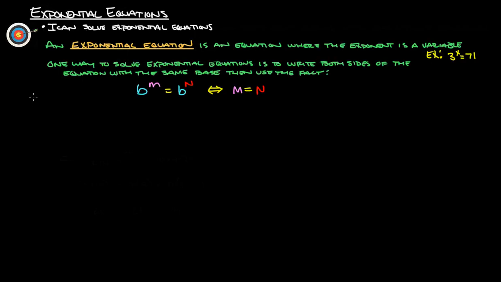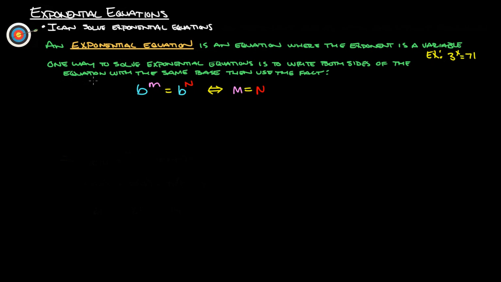I'm going to take you through the notes on exponential equations. At the end of this, you should be able to say, I can solve exponential equations. I'm sure you're asking, what's an exponential equation? Well, an exponential equation is an equation where the exponent is a variable. For example, 3 to the x equals 71. That's an exponential equation because the exponent is the variable.